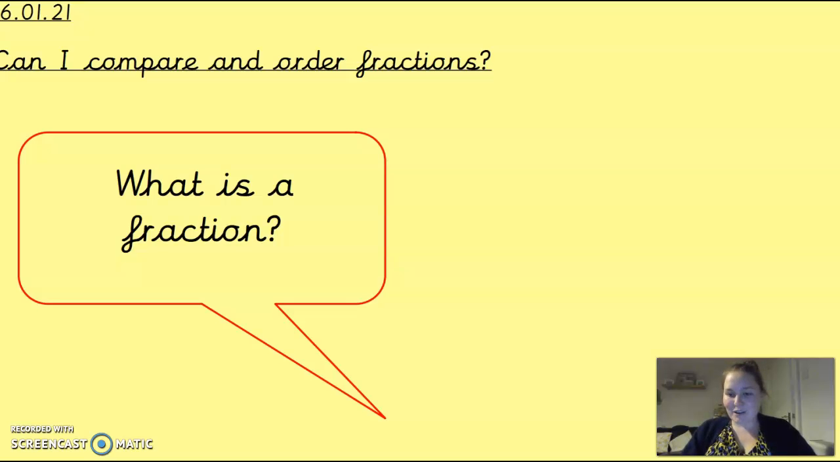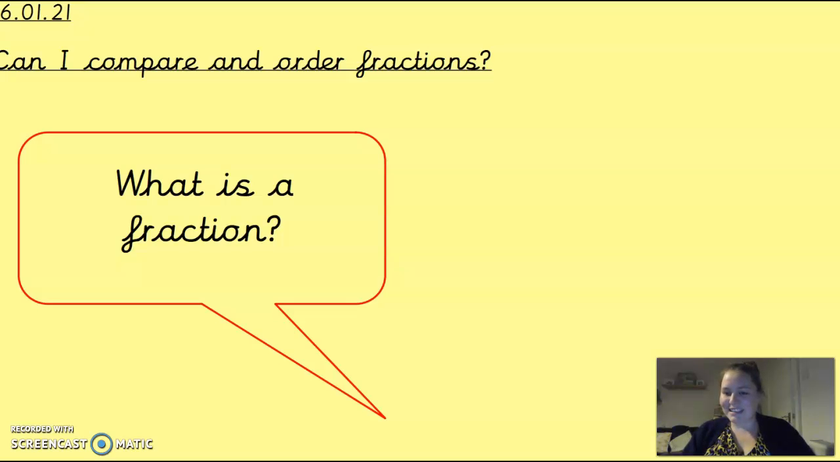Today we are starting a unit on fractions and we are going to look at comparing and ordering fractions today. First of all, what is a fraction? Have a little think. What would your answer to that question be? What is a fraction?